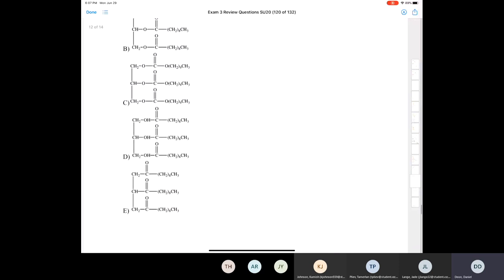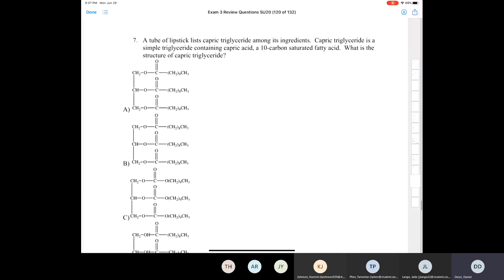Number seven, there's a long answer for this one. It says, a tube of lipstick lists capric triglyceride among its ingredients. Capric triglyceride is a simple triglyceride containing capric acid, which is a 10-carbon saturated fatty acid. Right, so if I want to draw out the structure of capric acid, it's a fatty acid.